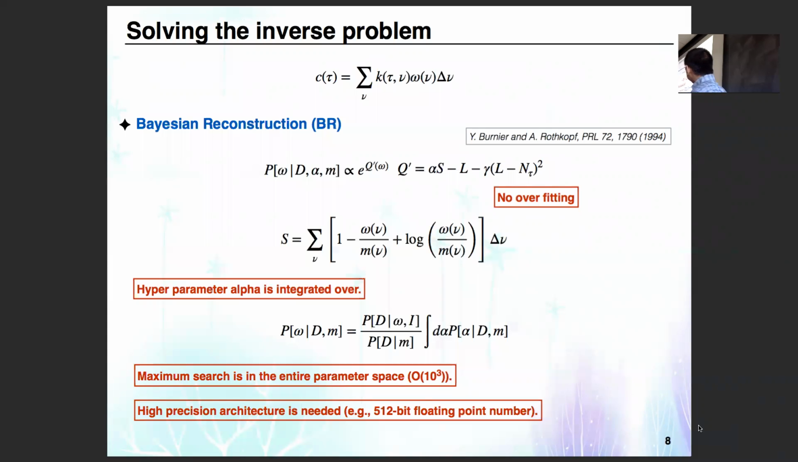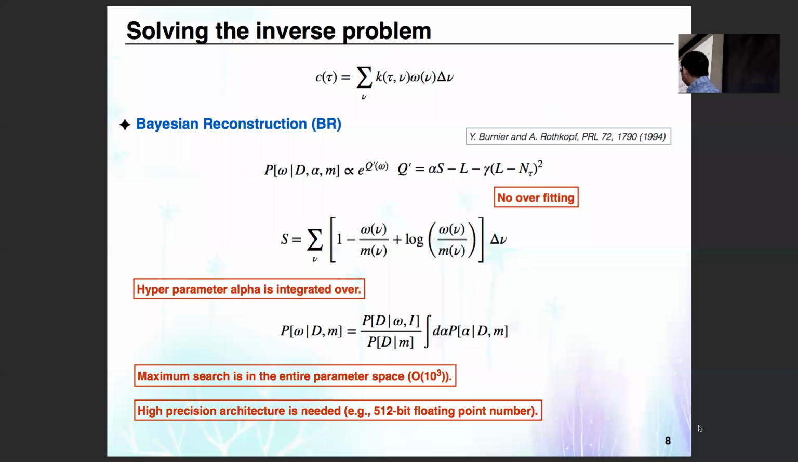They also made a different S. For this, I don't have much to say about why they are using it. If you are interested, you can refer to this paper. But there are several numerical advantages of this method. One is that they just integrate over the hyperparameter alpha like this. So we got a probability of this alpha, and we integrate alpha over the whole space.